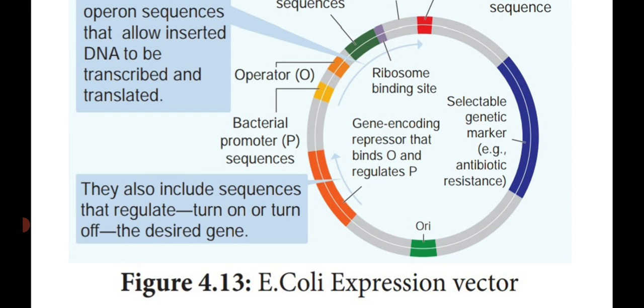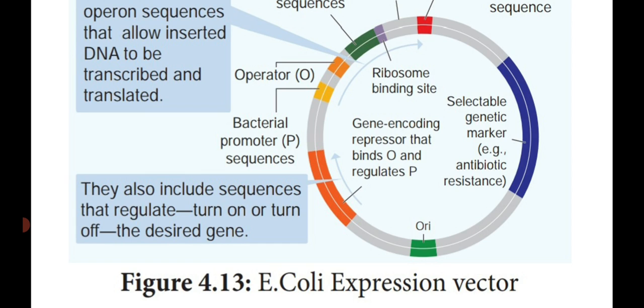The second one, they also include sequences that regulate turning on and turning off the desired gene. That means they select the particular gene to induce the protein synthesis process, that is said to be turn on. Once they have produced the protein, they stop the protein synthesis process, that is said to be turn off. That is also done by the particular gene.